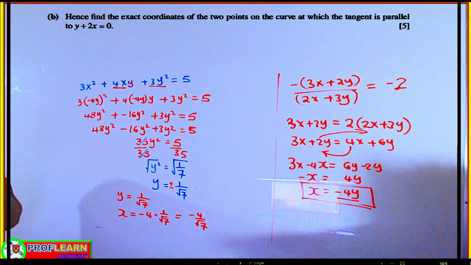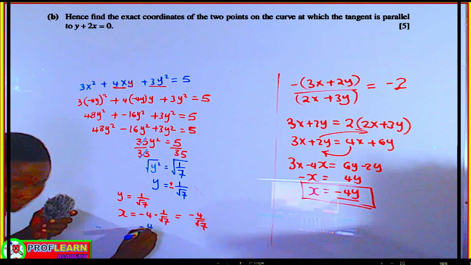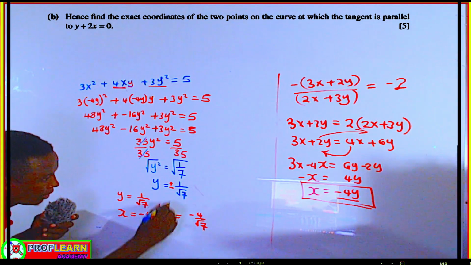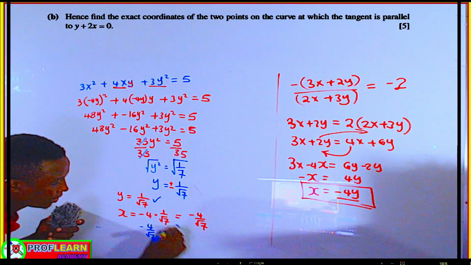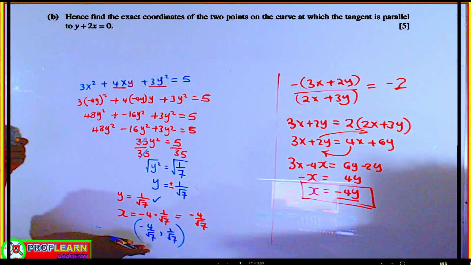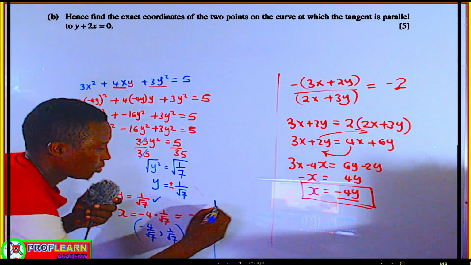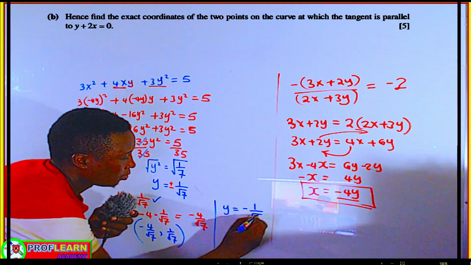So the first coordinate is going to be negative 4 over root 7, comma, our y in that case is 1 over root 7. That's the first exact coordinate. You don't have to find a square to that. And the other one is when y is equal to negative 1 over root 7.